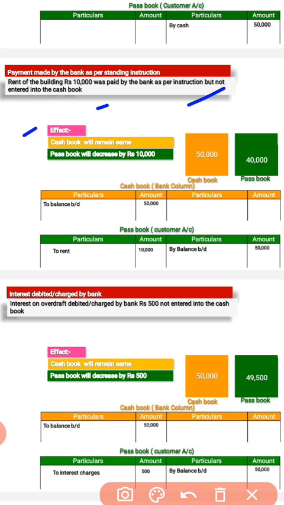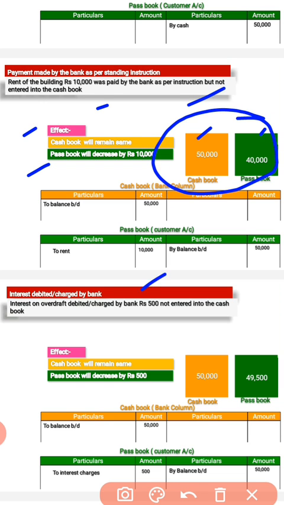Cash book will remain same, but passbook is decreased by 10,000. See, cash book balance is same 50,000, but our passbook is decreased by 10,000, means passbook balance is 40,000. Again, there is a difference between cash book and bank statement.